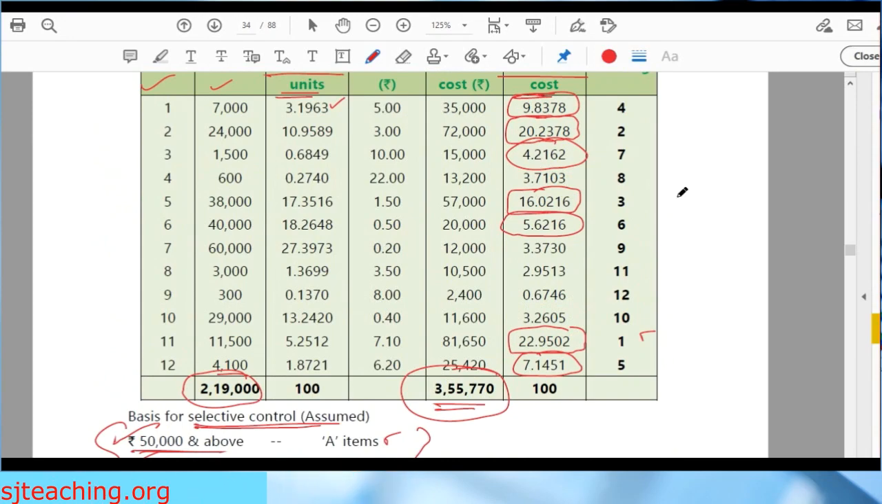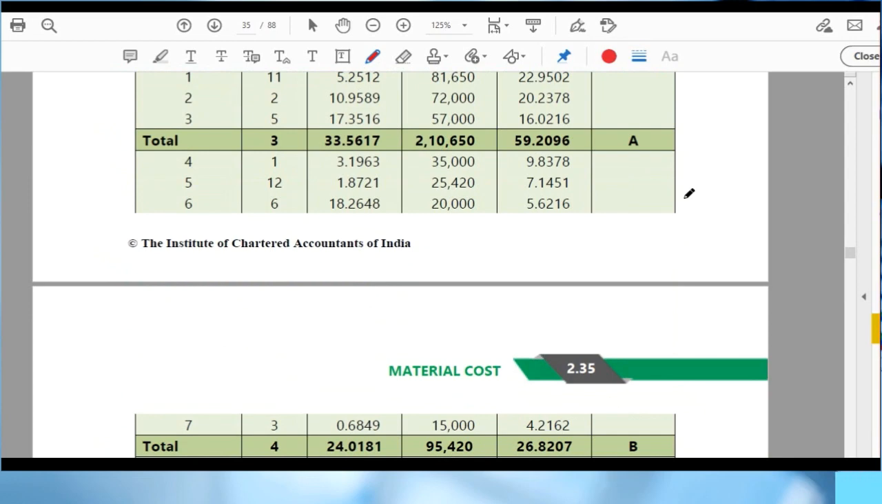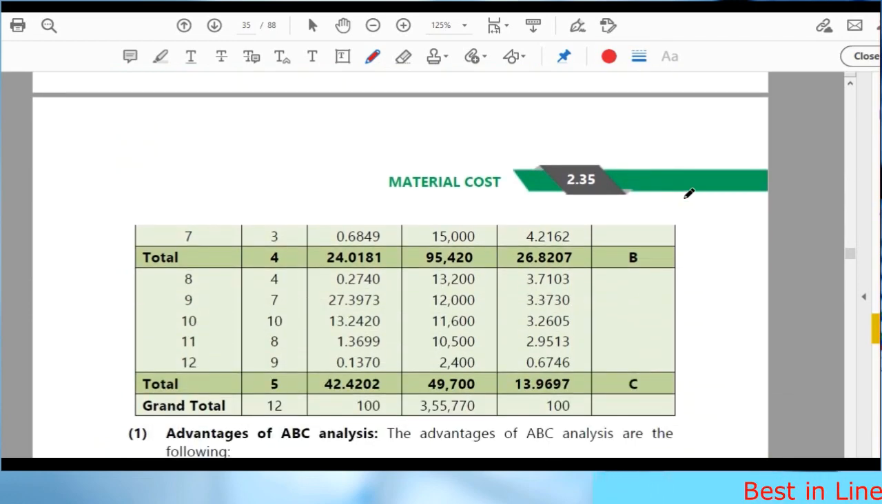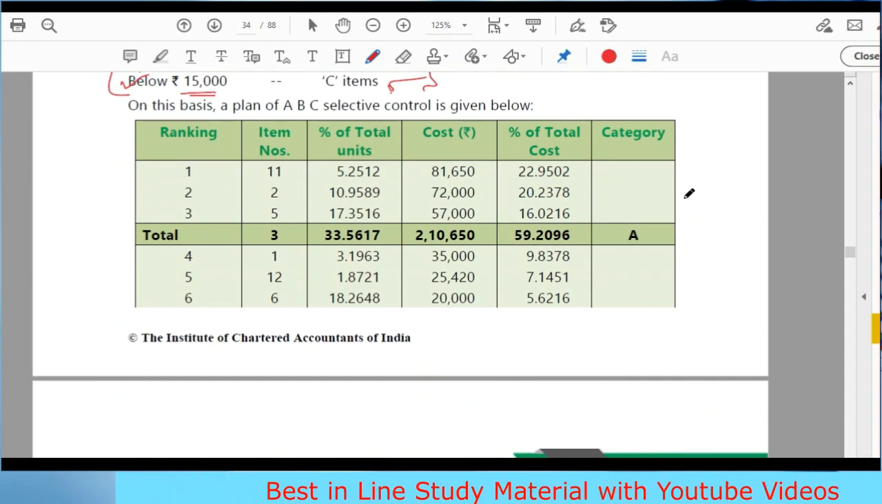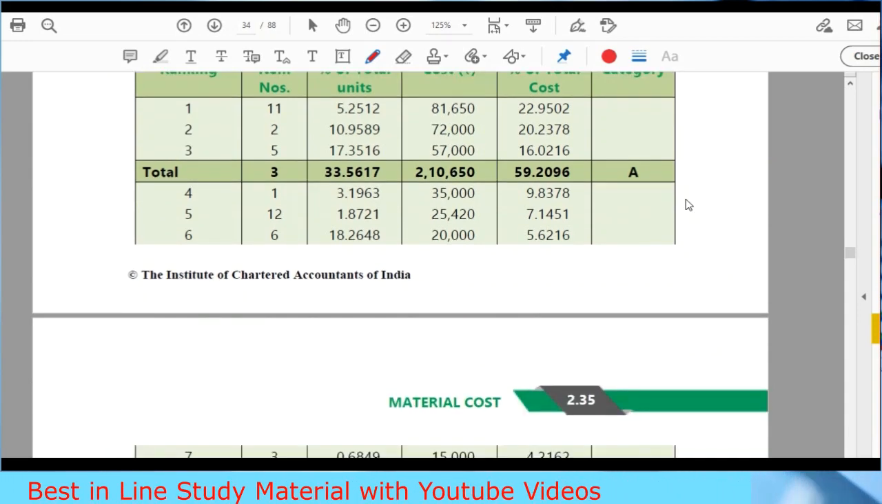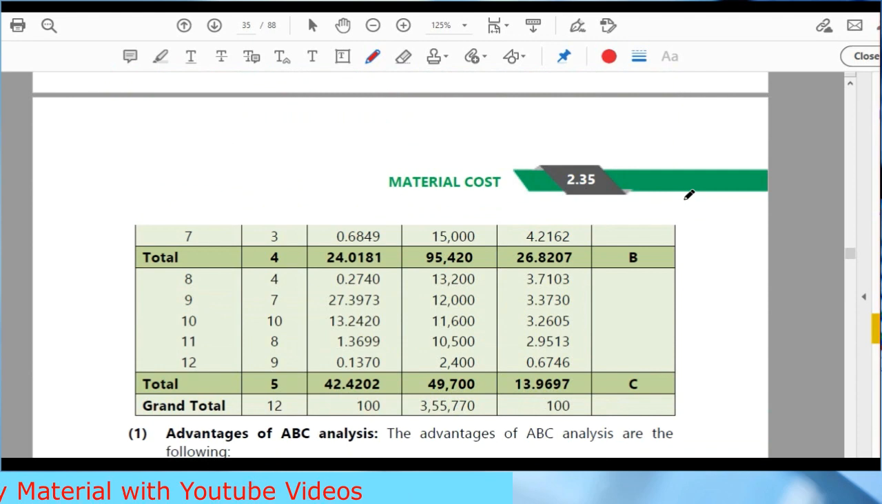Because they are having the maximum values. 1, 2 and 5, that is 1, 2 and 3, right? And similarly 4, 5, 6. Then in this way they will be doing the categorization. 1, 12, 6, 3 in the category B, then 4, 7, 8, 9, 8 and 9 in the category C. This is how the categorization is done.